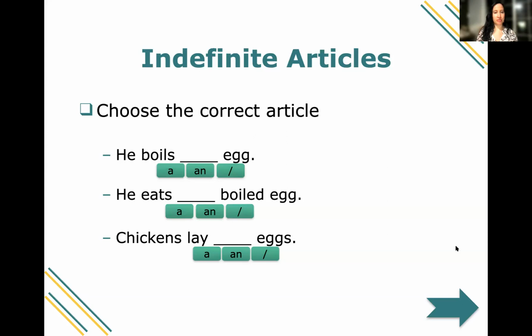Indefinite articles. Let's choose the correct one. He boils an egg, he boils a egg, or he boils egg. He boils an egg. Remember the vowel? We use an if it sounds like a vowel or it's spelled as a vowel, but there are some exceptions. Do you remember?